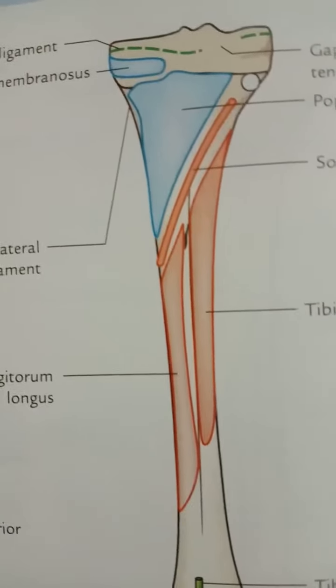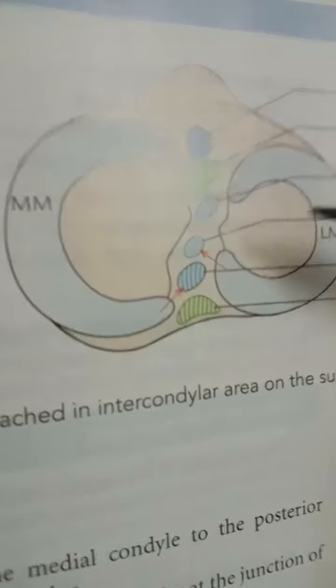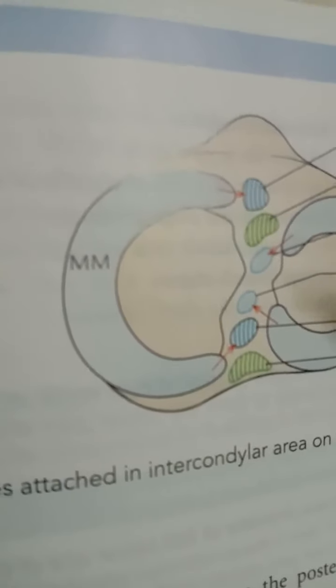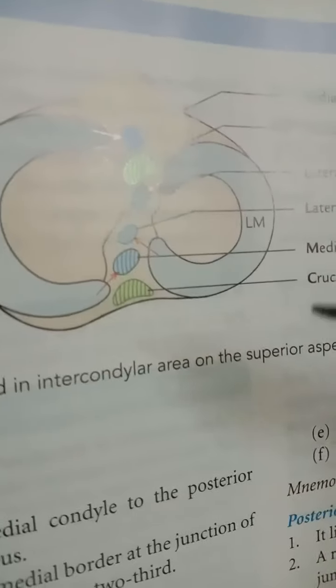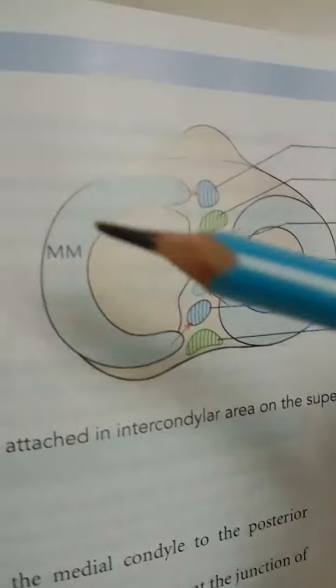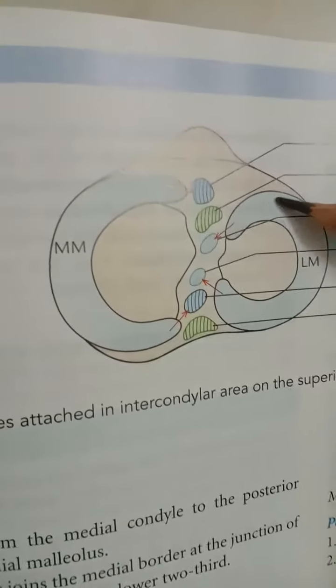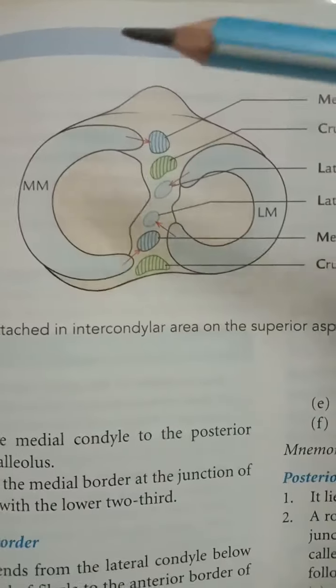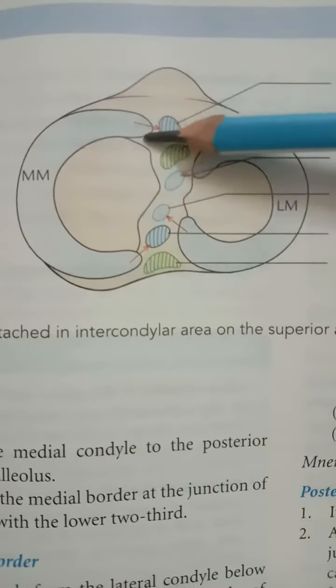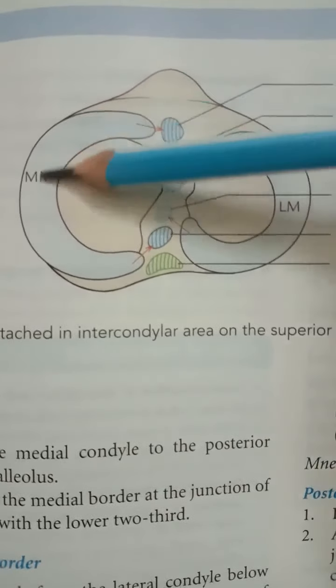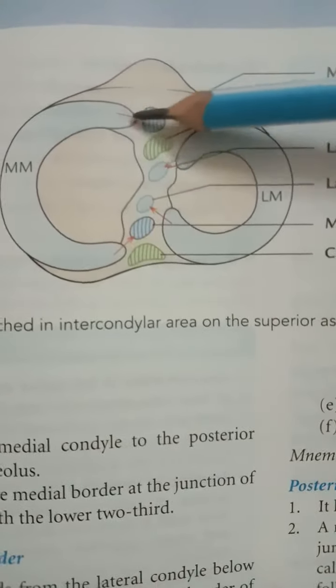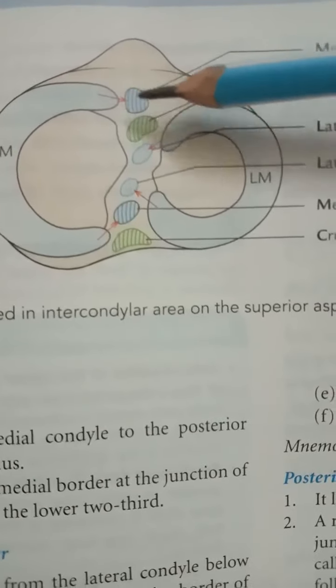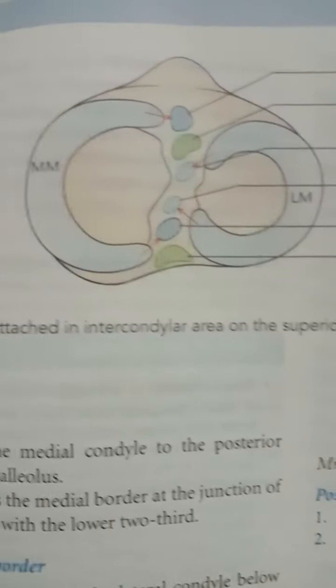Then the attachment on the intercondylar area, so this one. First is the anterior horn of the medial meniscus. So here you can see the medial meniscus, and here the lateral meniscus. So the anterior horn of the medial meniscus, so here the medial meniscus and that is the anterior horn, it is present just in front of the medial articular surface.